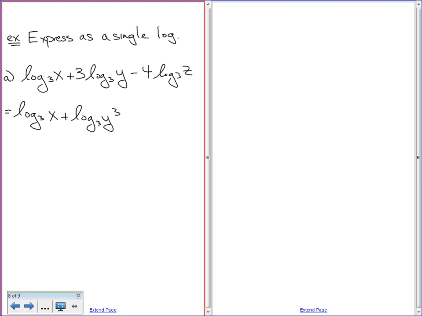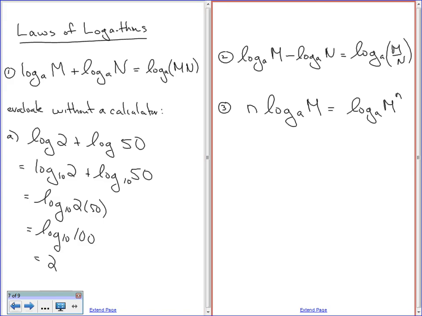The next one has a 4 in front of it. I don't want that 4, so I move it up as an exponent on the z. So now I have it in a form in which I can use the first 2 laws. Okay, so I can use the addition law or the subtraction law.